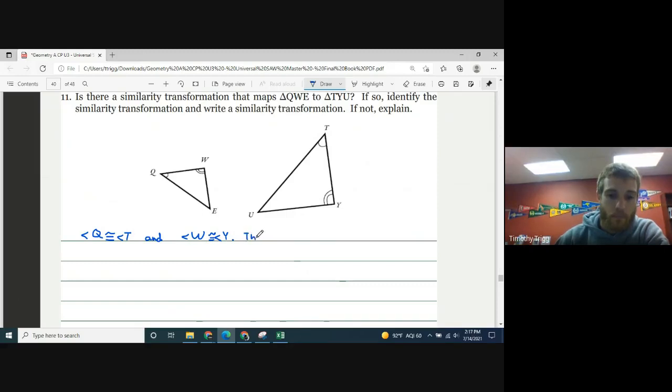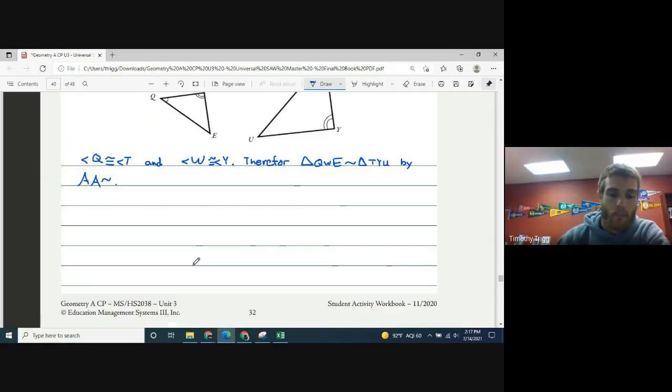Therefore, triangle QWE must be similar to triangle TYU. Should be a triangle here. By angle-angle similarity. Okay, good enough.